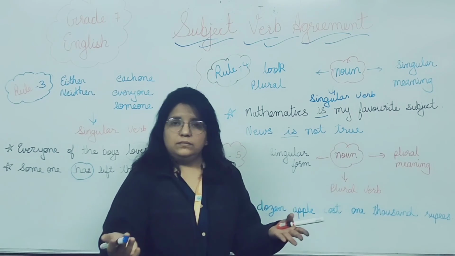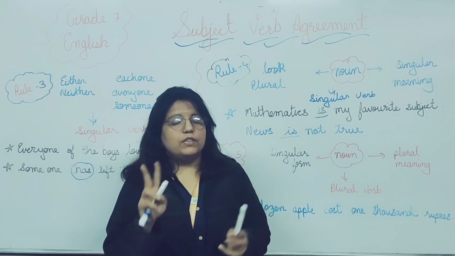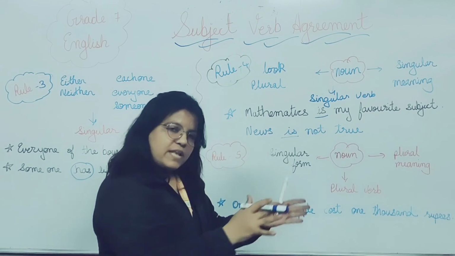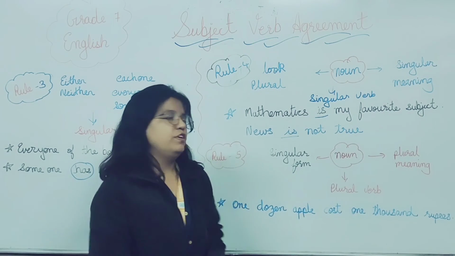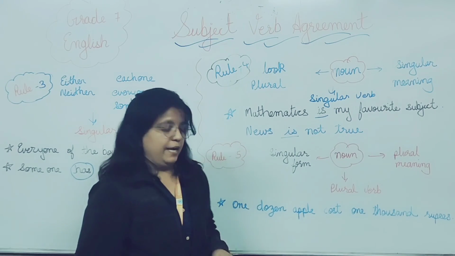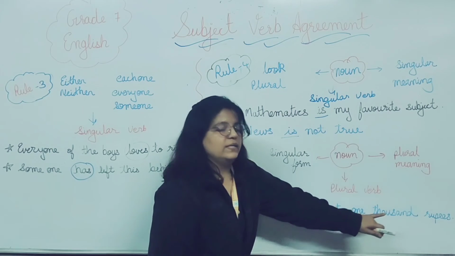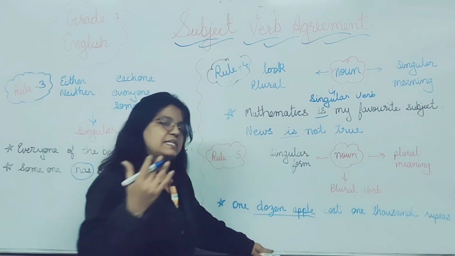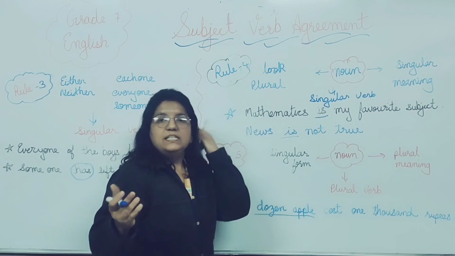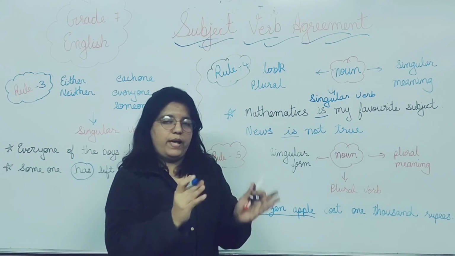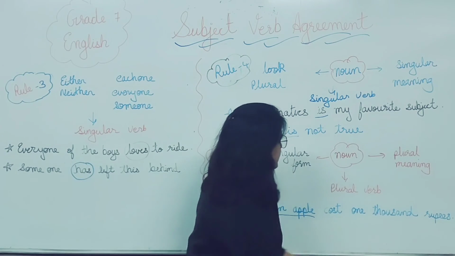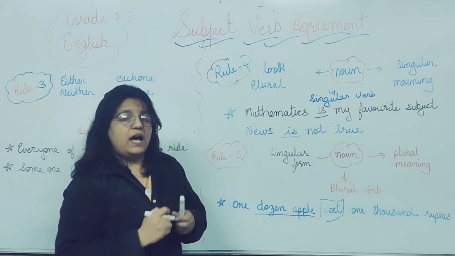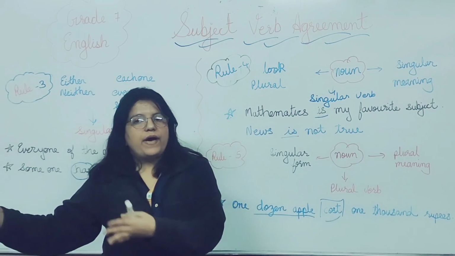And couple means a couple, means two persons are being talked about, but it looks like it is singular. Means it looks like singular but has a plural meaning. So we will use a plural verb with that. One dozen apples cost 1,000 rupees. Now you can see dozen apple, here it looks like a single apple is being talked about, but it is talking about 12 apples, right? That's why we have used a plural verb with that.